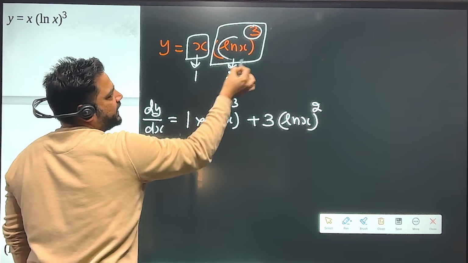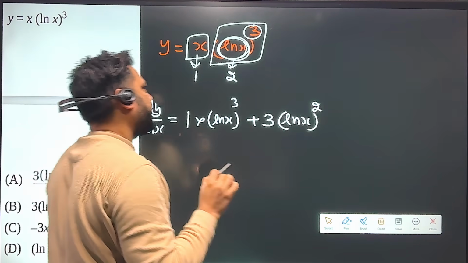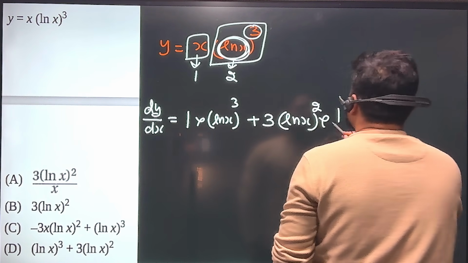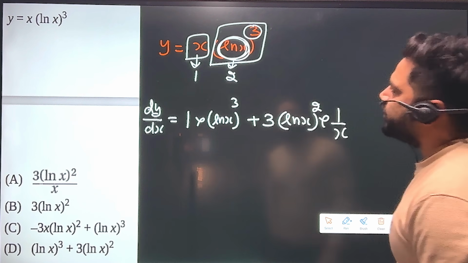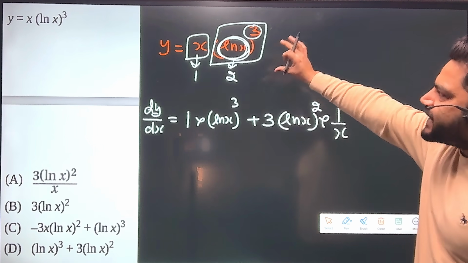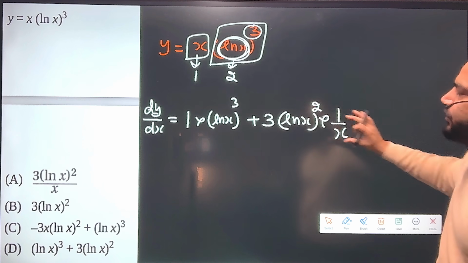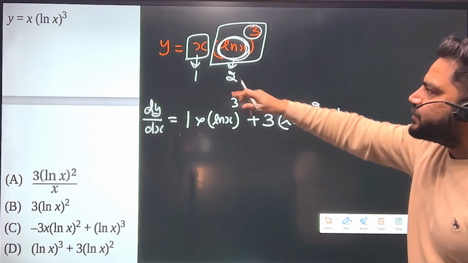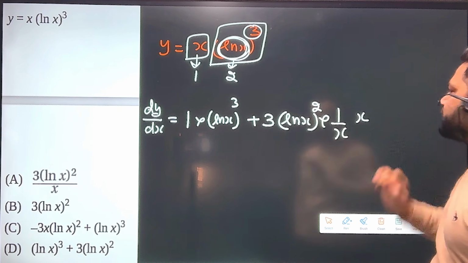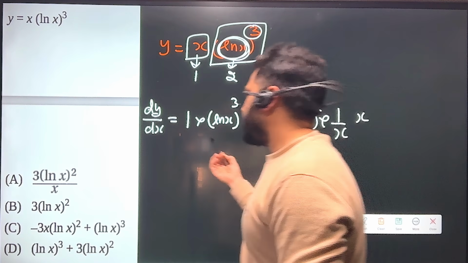Now we'll go for the ln x. What is the derivative of ln x? The derivative of ln x is 1 by x. So this second part's complete derivative we have written. Now we'll write the first part as it is. The first part is x, we have written as it is. So this is our answer.